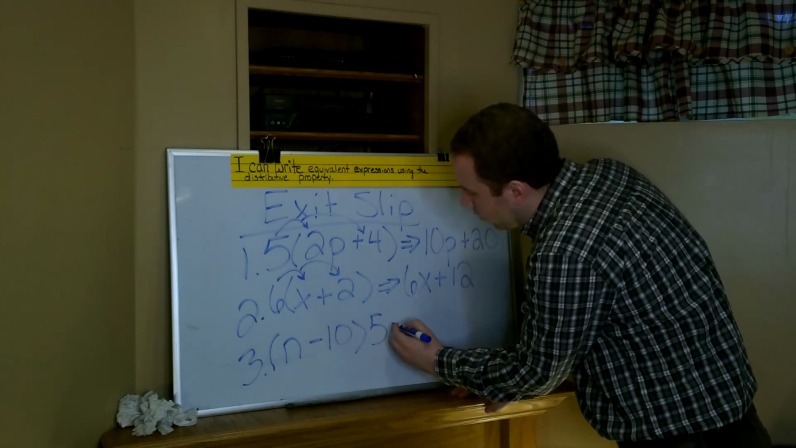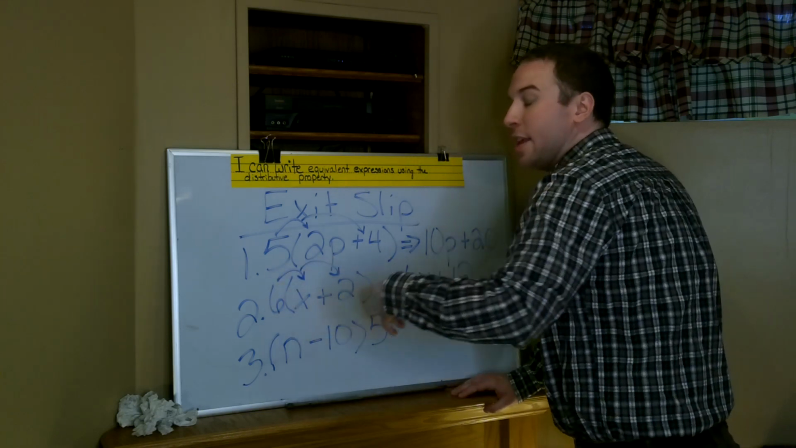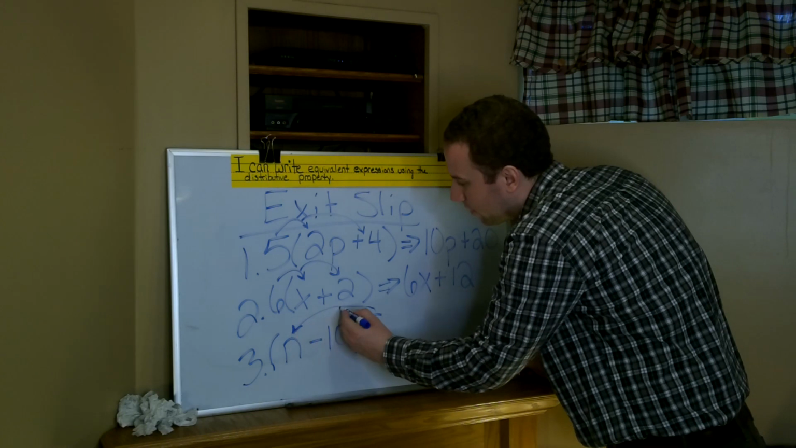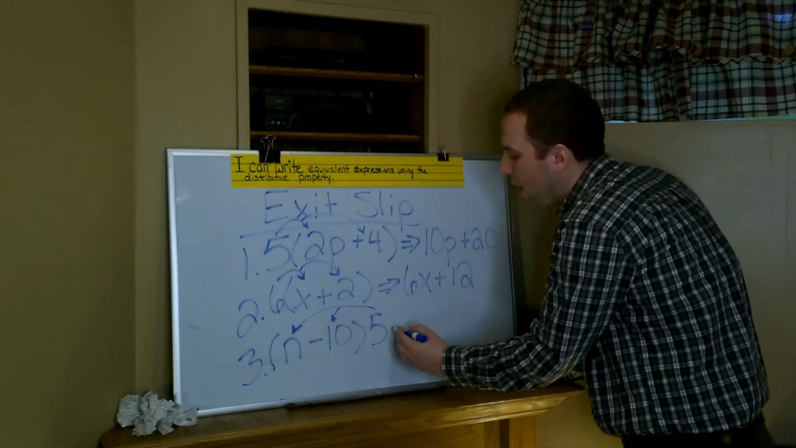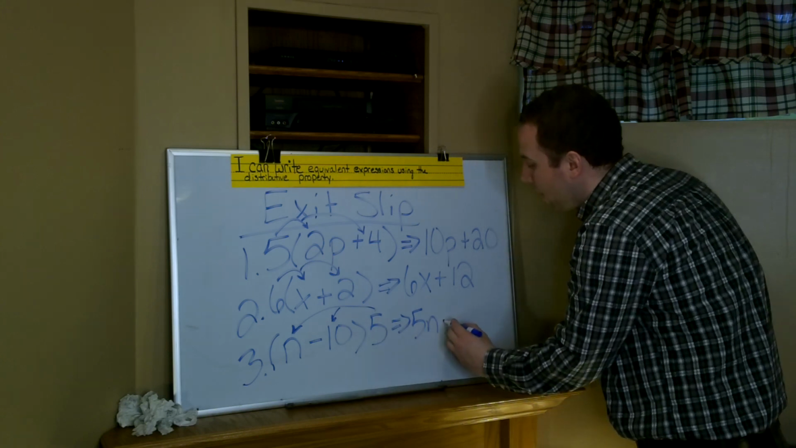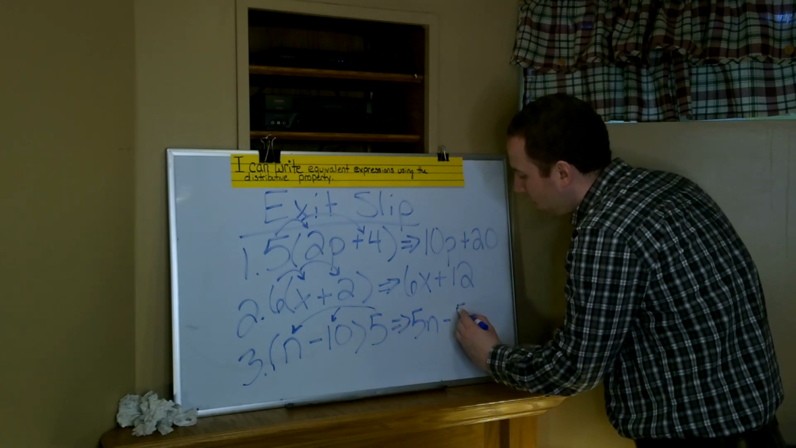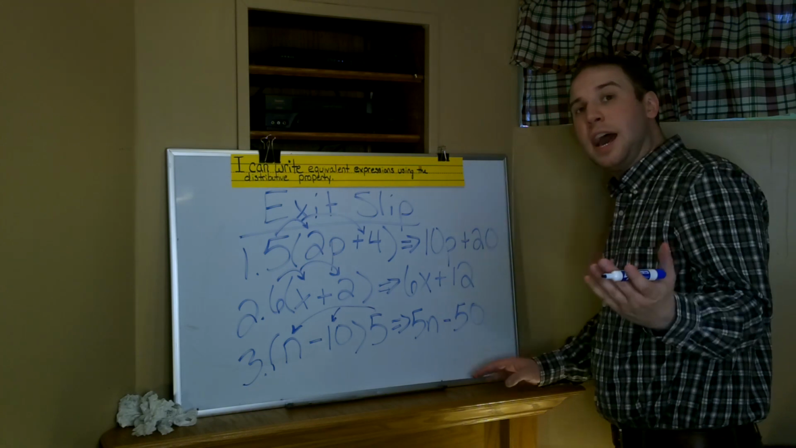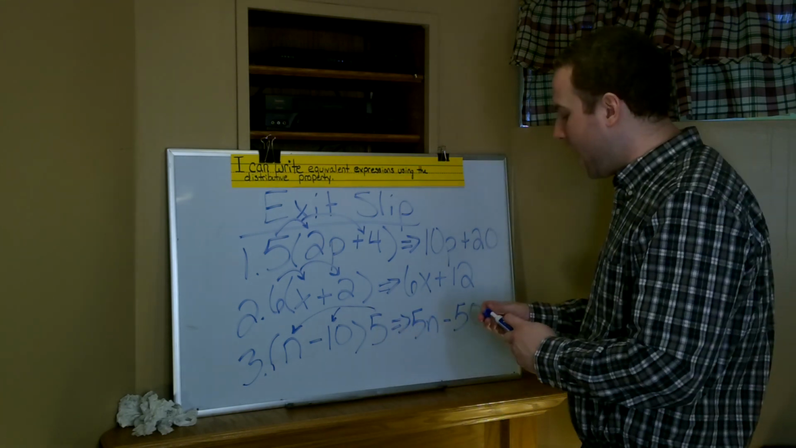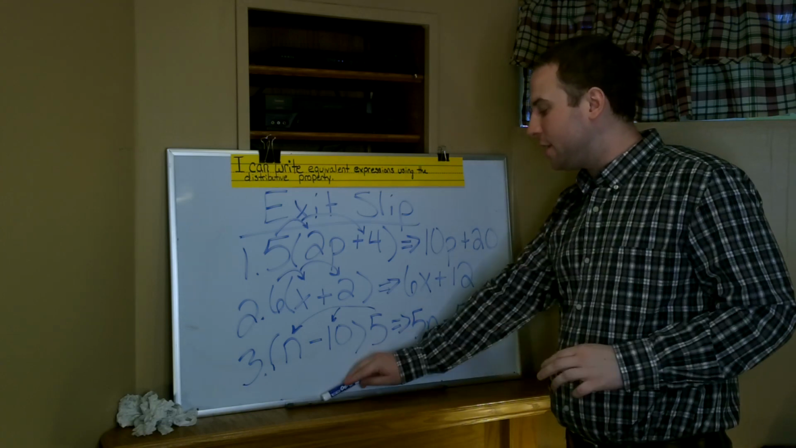And finally, once again, that 5, even though it's not on the left-hand side, it's on the right-hand side, it still works. So 5 times n will give me 5n. And then 5 times negative 10, because again, you look to the left, will give me negative 50. So my equivalent expression is 5n minus 50.